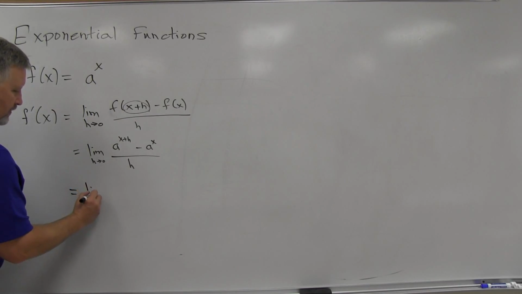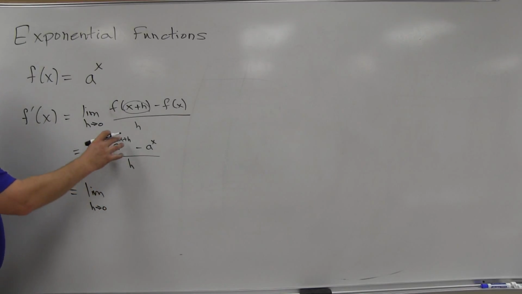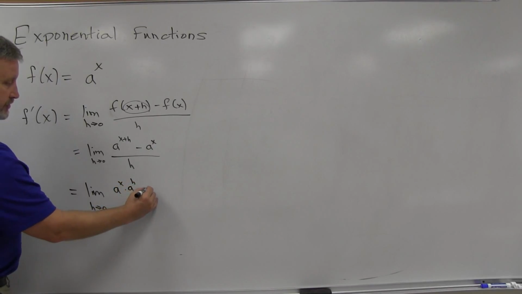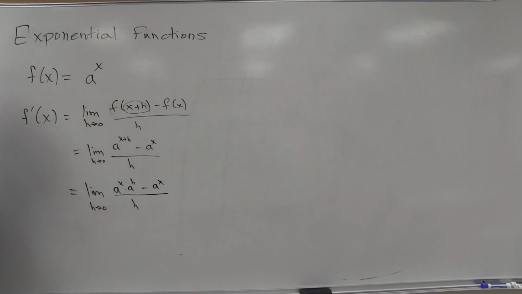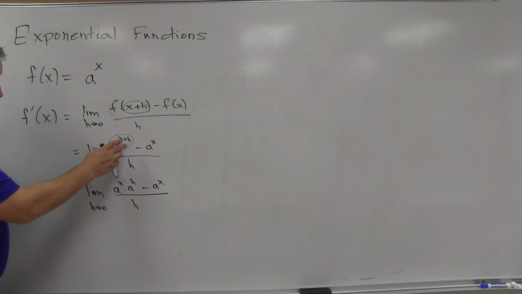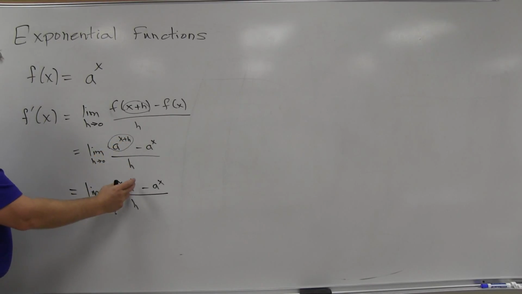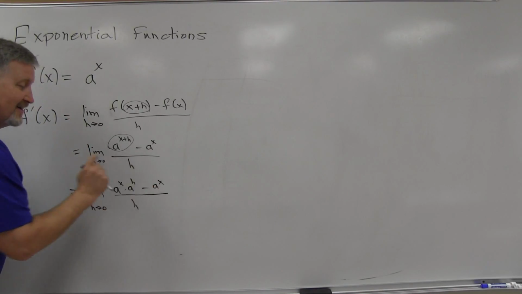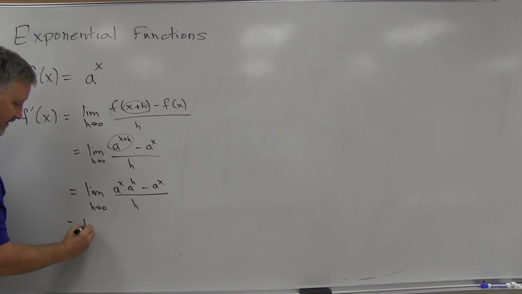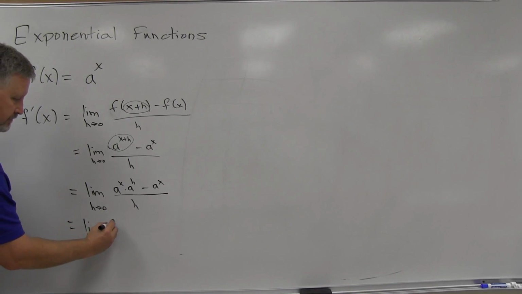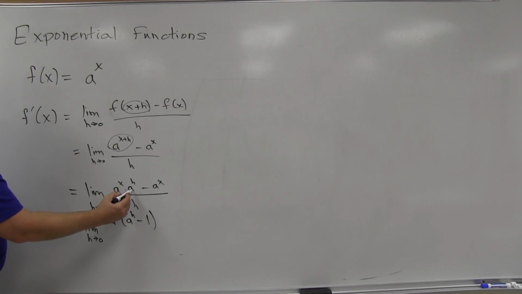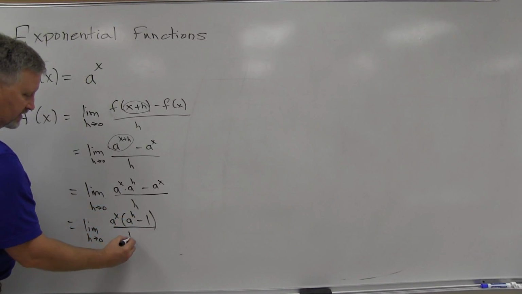But here's what we can do. It turns out a to the x plus h we can write this way. See what I did there? I just wrote a to the x plus h as a to the x times a to the h. Usually we go this way with it where we add the exponents, but we can break it back up if we want to. The reason you do that is because notice then I've got a factor of a to the x, so I can factor that off. If I factor a to the x off, that leaves me a to the h and then minus 1. Kind of a placeholder there.